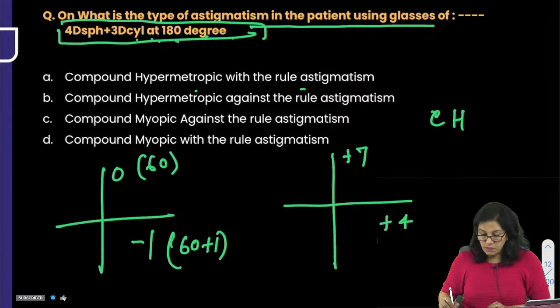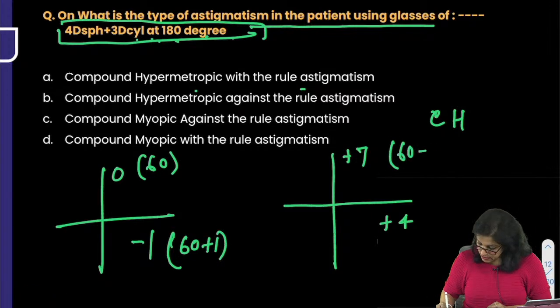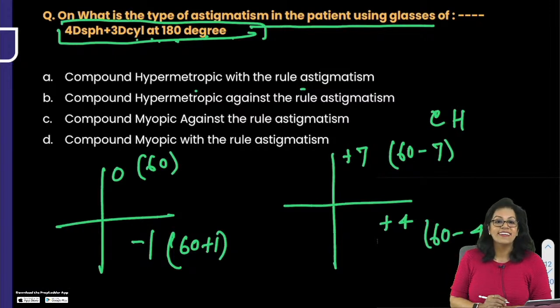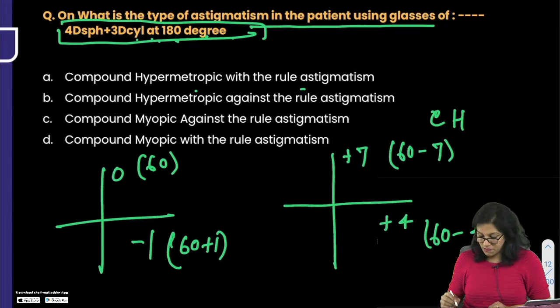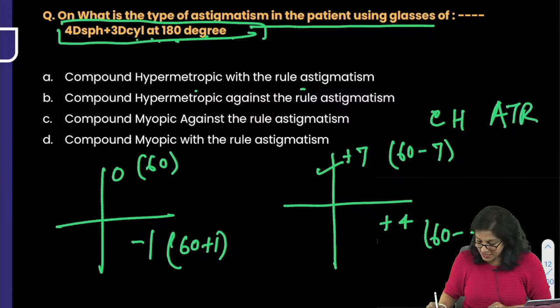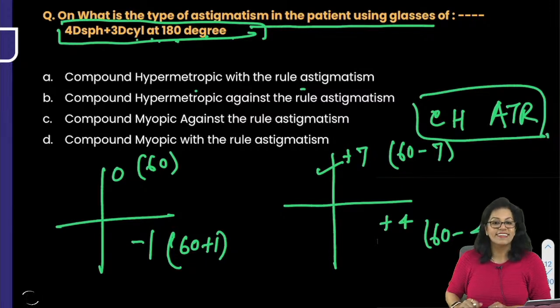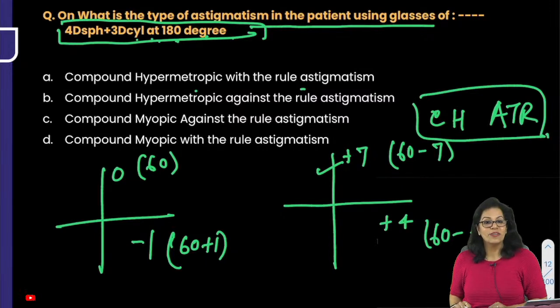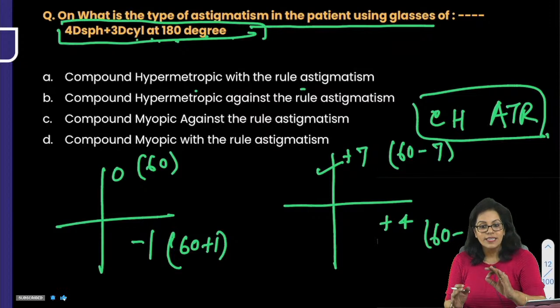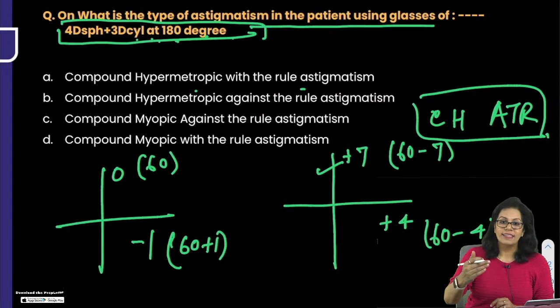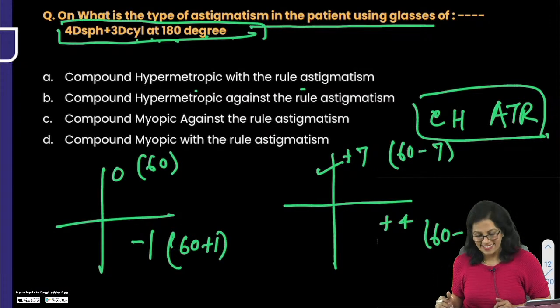And when we denote with plus, we mean minus. So here it is 60 minus 7, this is 60 minus 4. Now is it clear to you all? Now is it simple? So do you realize where the power is less? Power is less in the vertical. So it is actually against the rule astigmatism. That is the trick. Be very, very careful in this, and you will be absolutely clear if you understand it this way. 0 is 60. If it is minus, you will add. If it is plus, you will subtract.